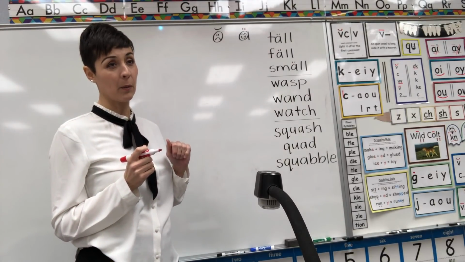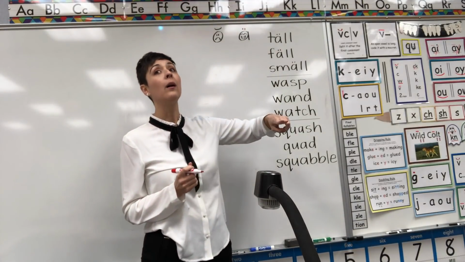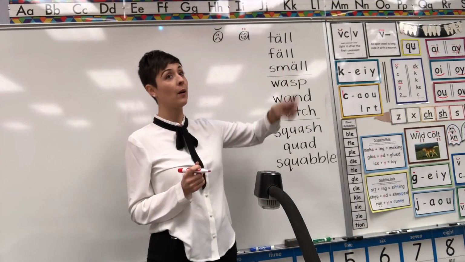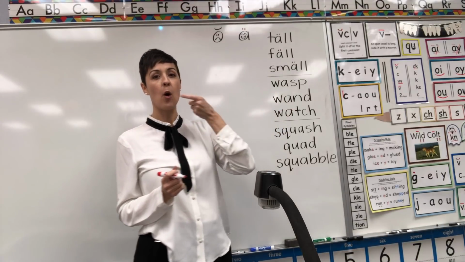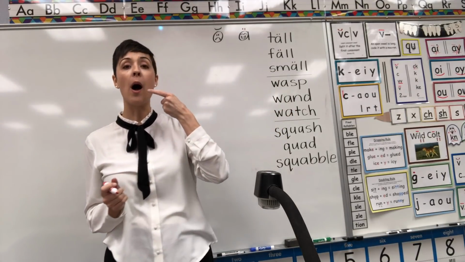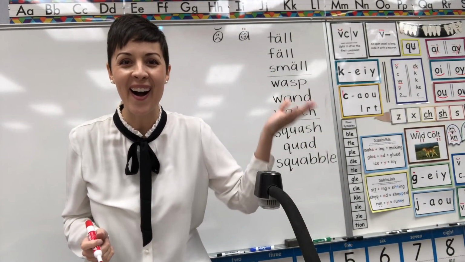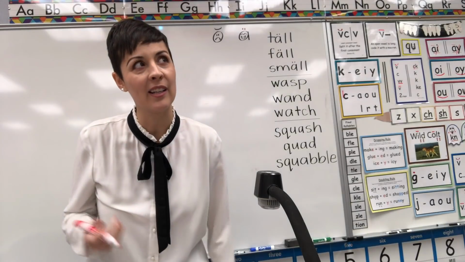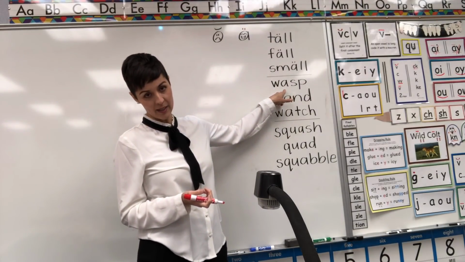My turn first. Listen, what sound is the same in the middle? Wasp, wand, watch. What sound did you hear in wasp, wand, watch? Ah, ah, ah. You got it. It's the ah sound again. And I bet you know that it's the letter A saying ah.